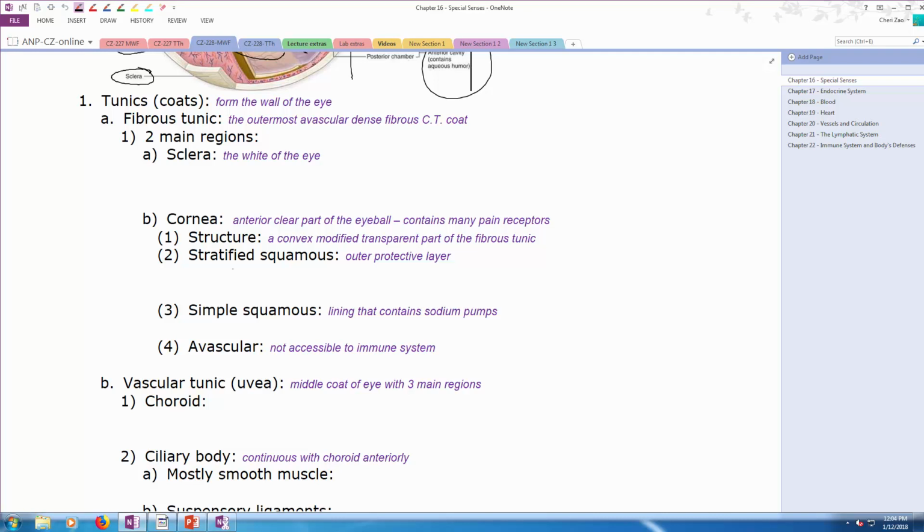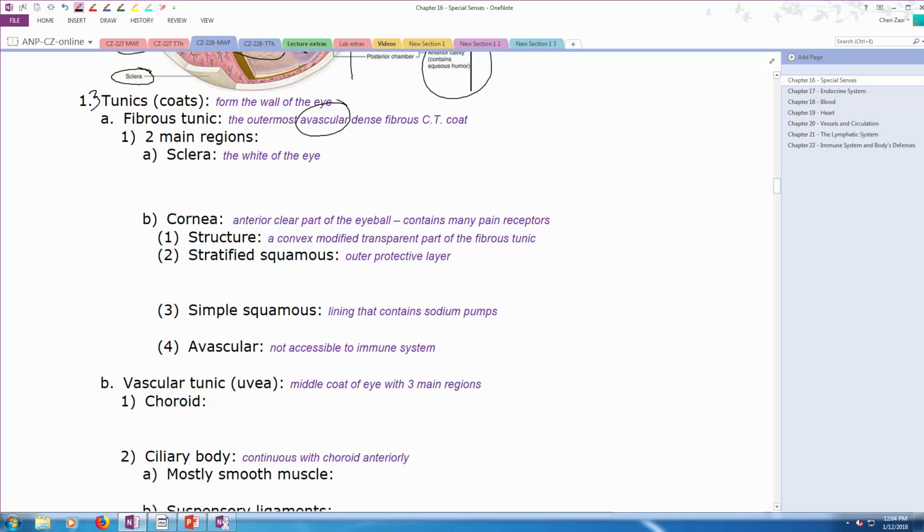Tunics, also the Latin word for coats or layers. They form the wall, or the external outer aspect, of the eye, and we have 3 tunics involved with our eye. The outermost tunic is called the fibrous tunic, and it is avascular, which means no blood supply. It is dense fibrous CT. The sclera itself is irregular in its construction, but the anterior aspect of the fibrous tunic, the cornea, is actually quite regular in the construction of those fibers.